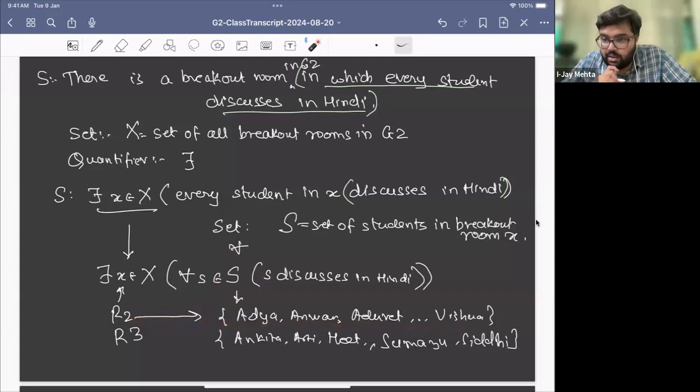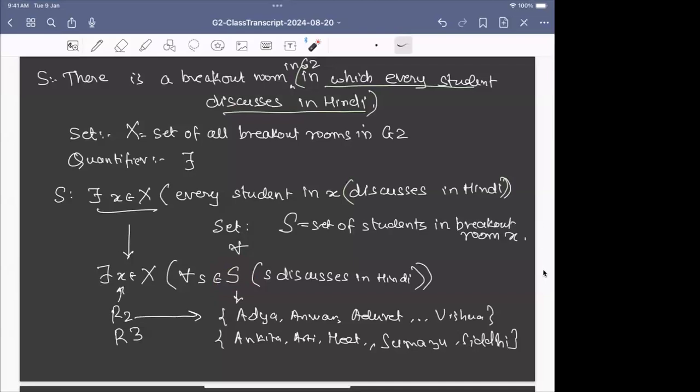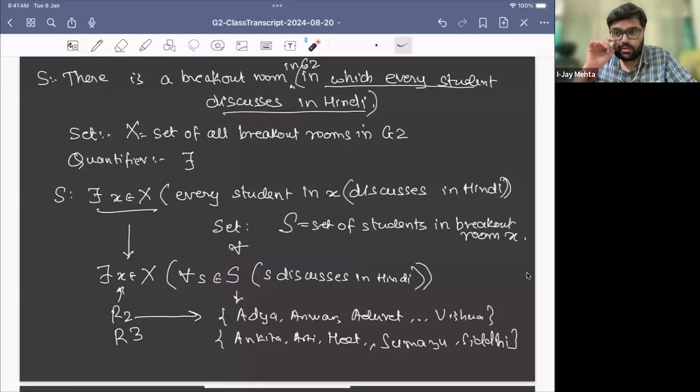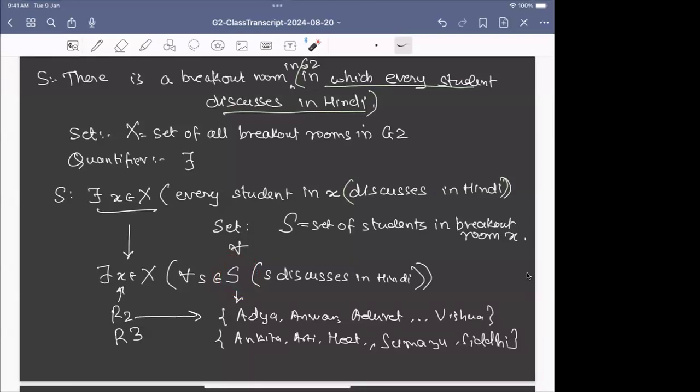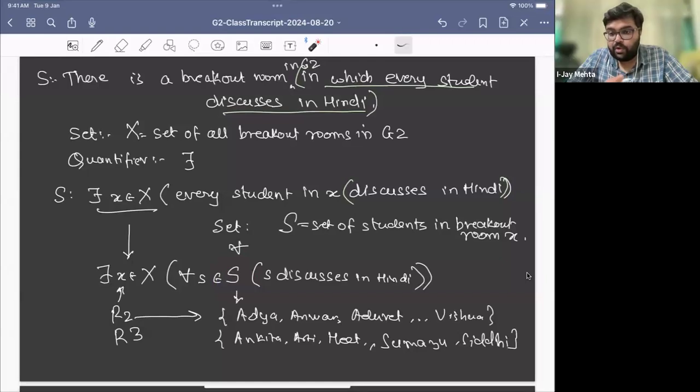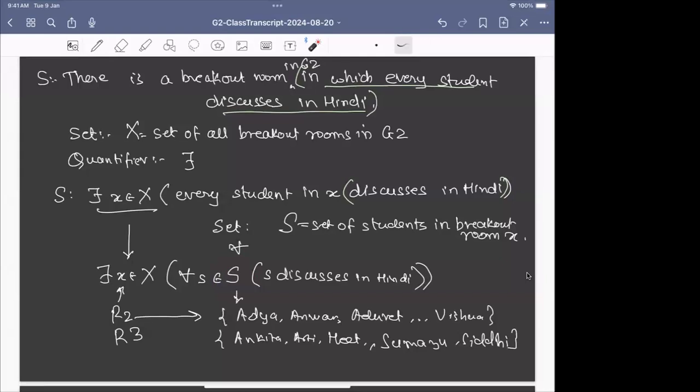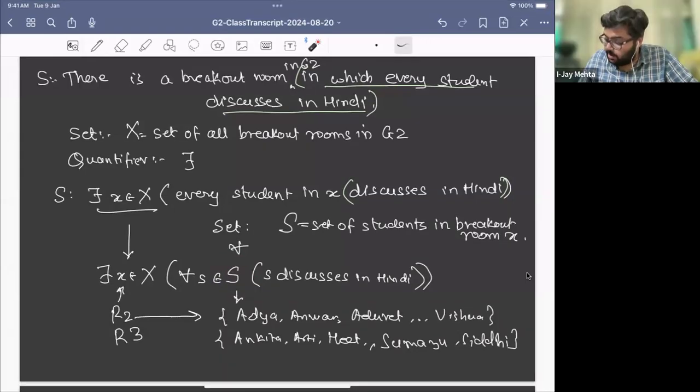Let me ask somebody. Charvi, room number 5. Yes, sir. How many S are there? Is S the same set or is it different every time? Different every time. So S depends on what? It depends on the breakout room. Yes, X, good. It depends on the breakout room.